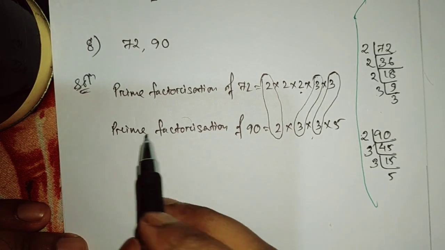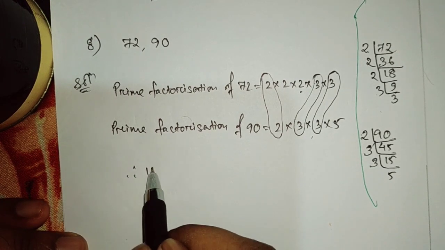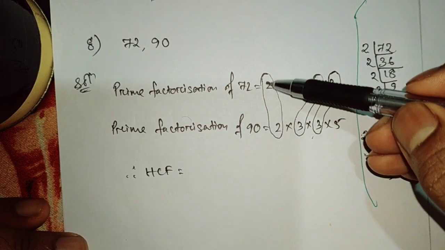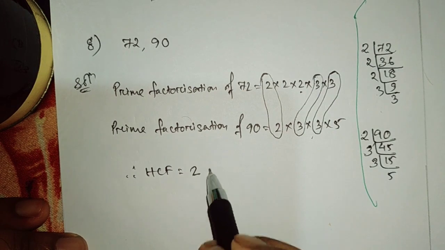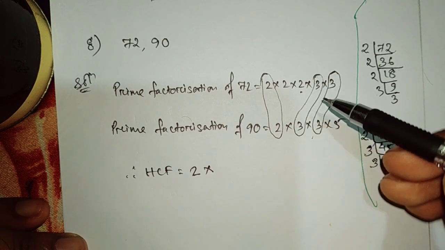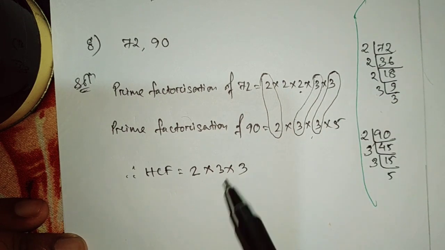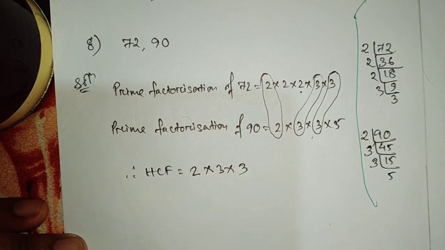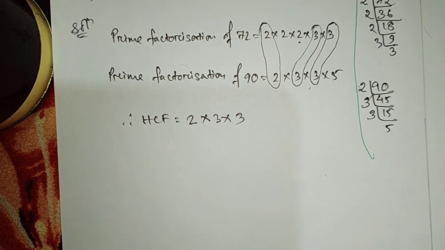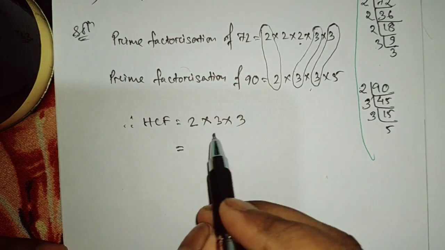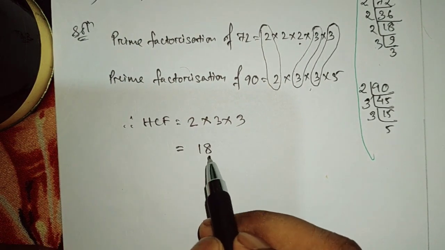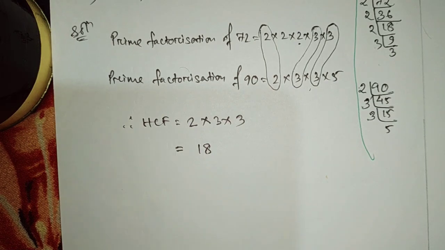Okay, so what is our HCF? Therefore HCF is, for this pair we will write 1 2 into, for this pair of 3 we will write 1 3, multiplied with this pair of 3 which gives 1 3. This is our HCF. Okay, so 2 times 3 is how much? 6. 6 times 3 is 18. So 18 is our HCF.